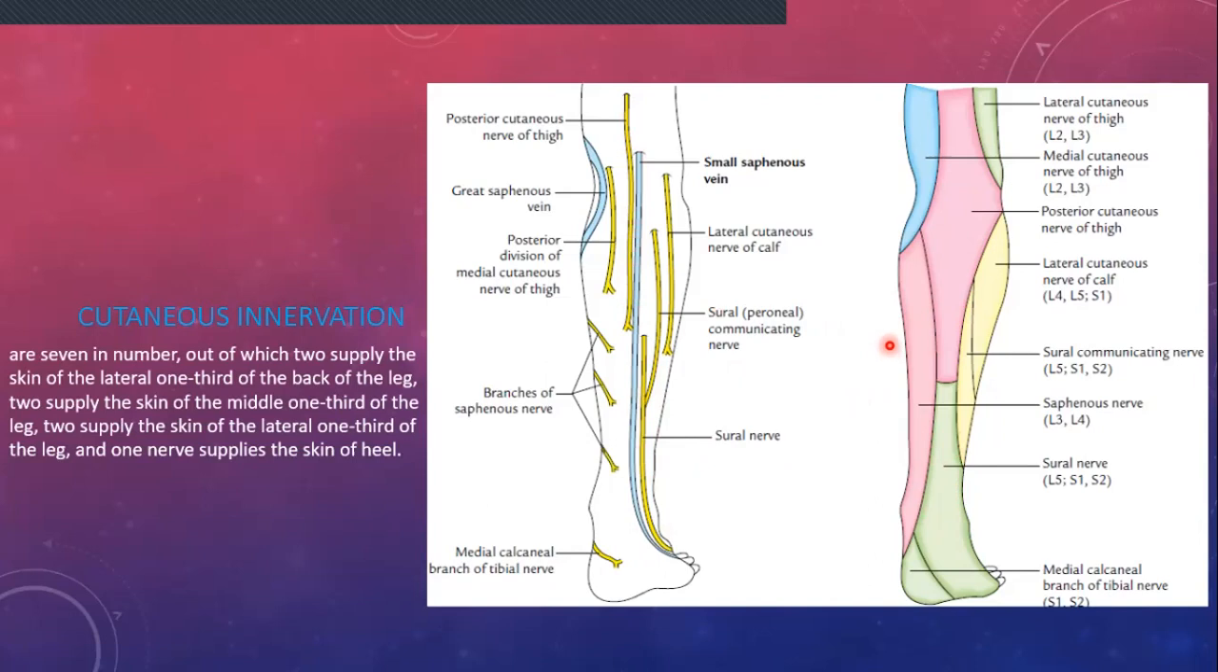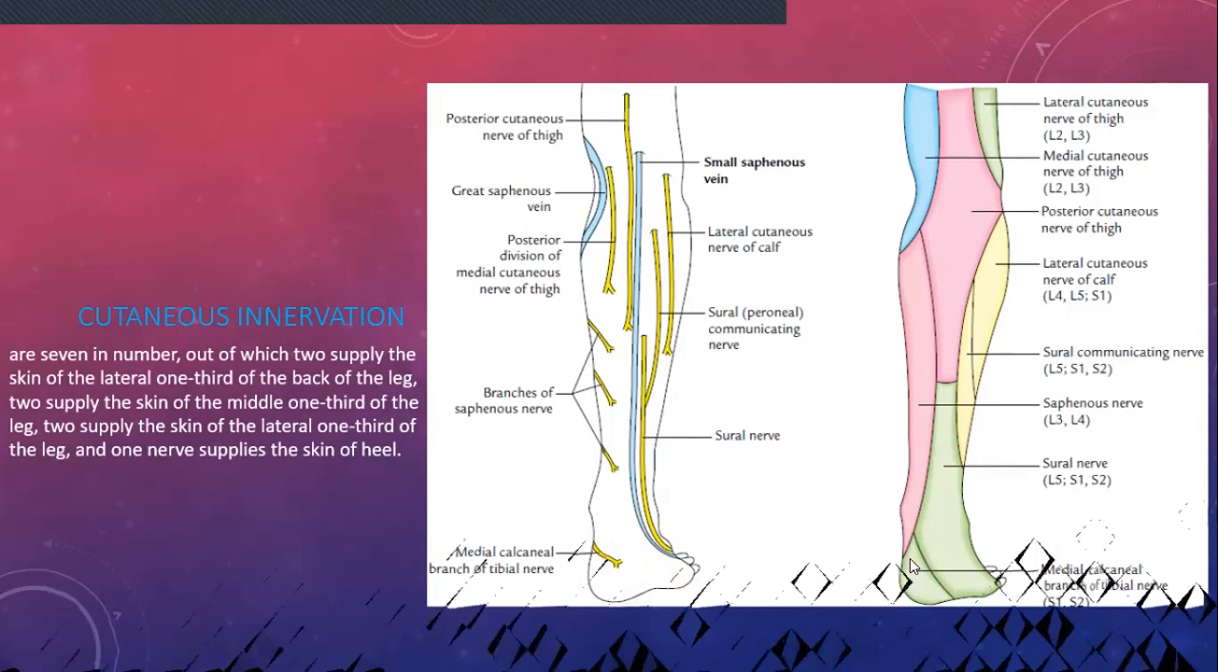the other 2 supplying the lateral 1/3 are the lateral cutaneous nerve of the calf from the common peroneal nerve, which supplies this area, and the sural communicating nerve, which is also from the common peroneal nerve, which will join the sural nerve some 2 inches above the heel. Okay, and it will supply this area before joining the sural nerve. Then we have the medial calcaneal branch of tibial nerve, which pierces the flexor retinaculum, then curls backwards to supply the skin of the heel, this area.